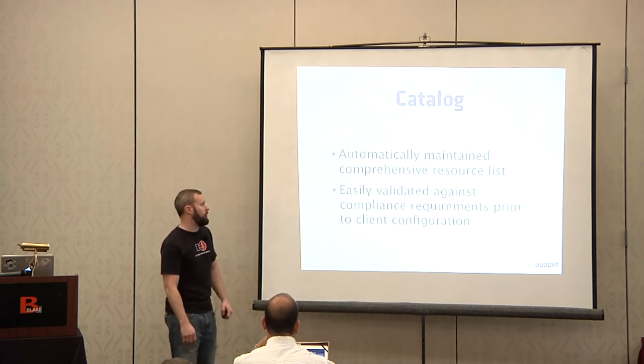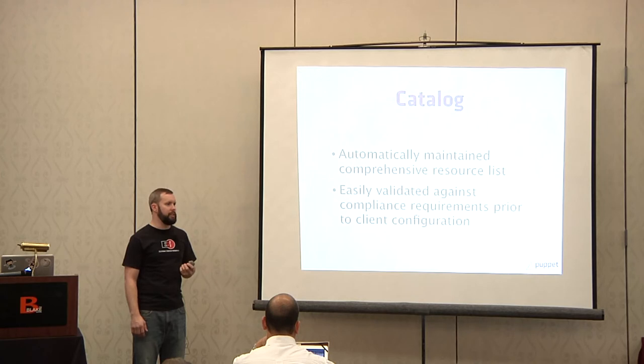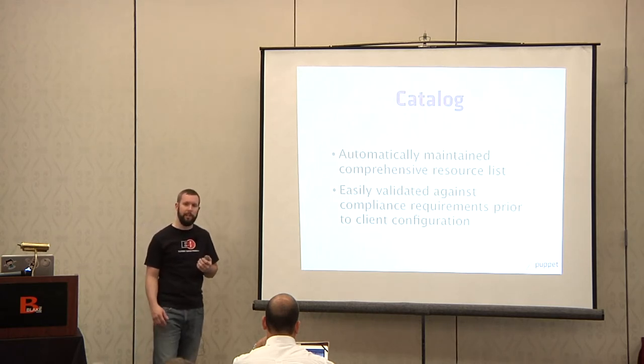So the catalog is a comprehensive resource list of all the bits that we care about on the system, right? There are lots of things on your boxes you just expect to work and you don't mess with. This is not a comprehensive list where we expect you to describe every single file in dev and every service and process. This is just the things you care about.